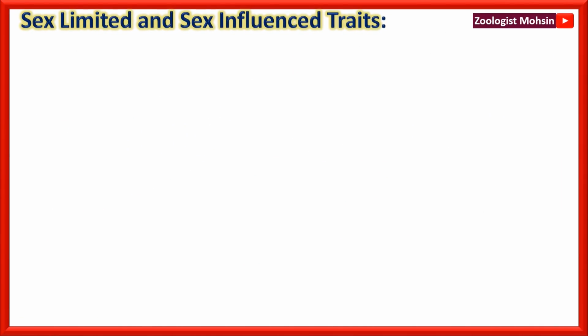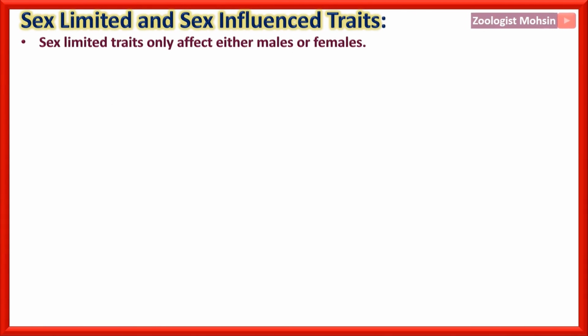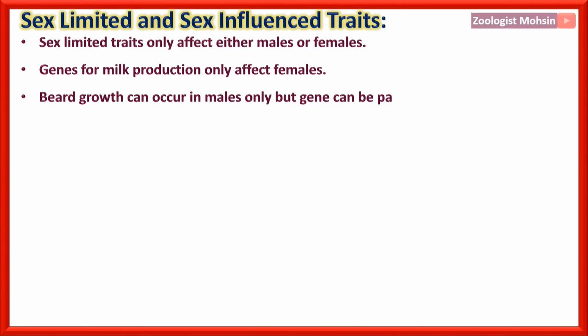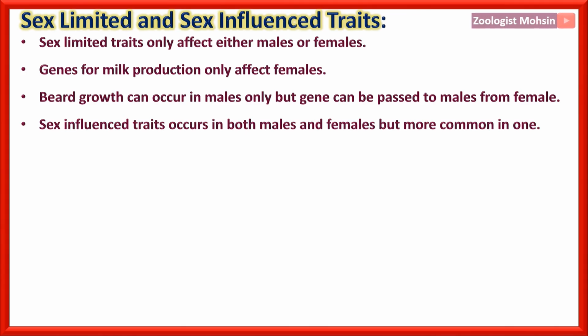Sex-limited and sex-influenced traits. Sex-limited traits only affect either males or females. Genes for milk production only affect females. Beard growth can occur in males only, but the gene can be passed to males from females. Sex-influenced traits occur in both males and females, but are more common in one. Expression is regulated by hormonal differences.